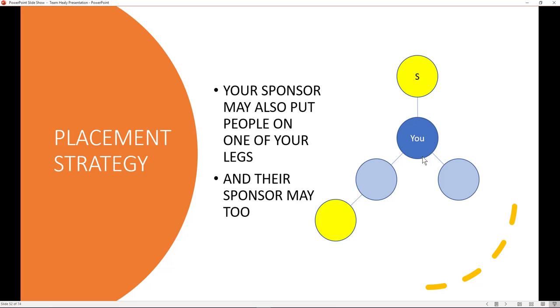Since your sponsor enrolled you on their left side, when they put another person on their left side, they'll go on your left side as well, and that's shown in this diagram. So you enrolled somebody, and then your sponsor enrolled somebody and put them on their left side or left leg, and now that appears on your left leg as well. That means that your sponsor is going to end up building one of your legs for you.